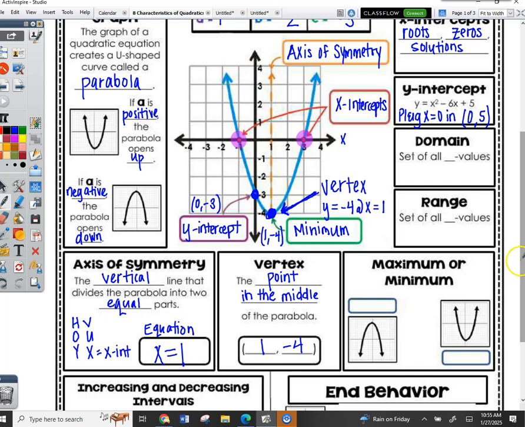Now, we already said if it has a max or a min, it depends on which direction it's opening. This would have a max, and this would have a min. Now, remember, it's always the y value at the given x value, okay?